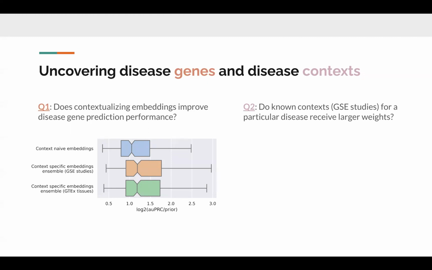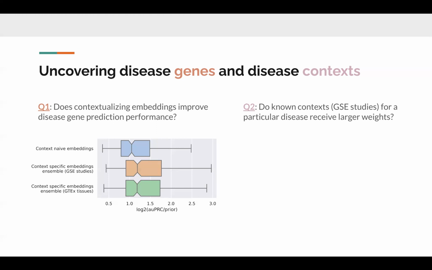The disease gene prediction performance is measured by the log2 fold change of the area under precision curve over the prior. This metric is specifically chosen as it corrects for class imbalance and also focuses more on the top rank predictions, which are practically more useful as gene association predictions. As we can see from this figure, both context-specific ensembles achieve significantly better disease gene prediction performance than the context-naive counterpart.